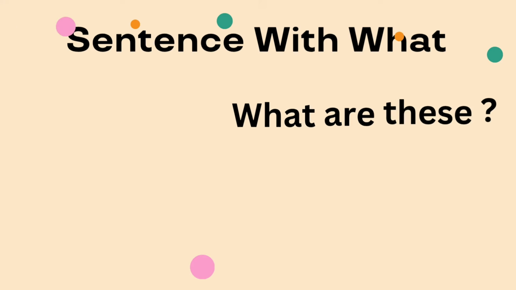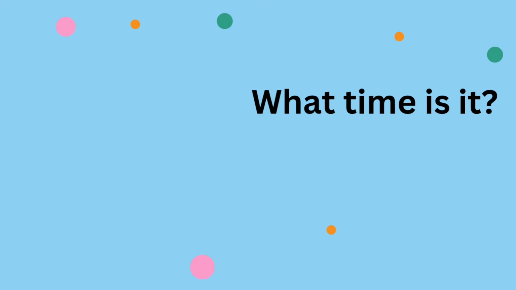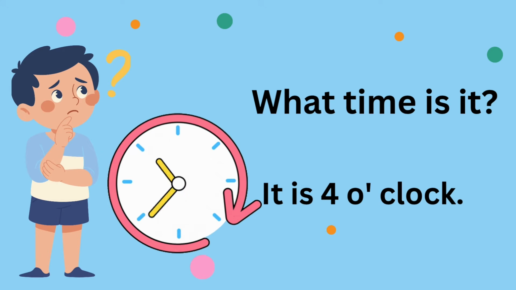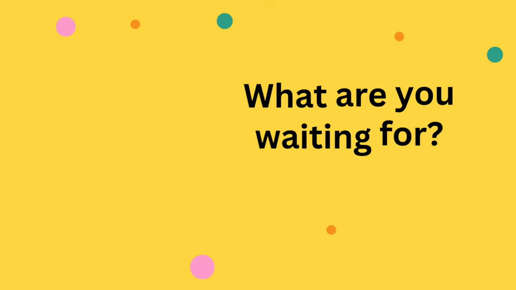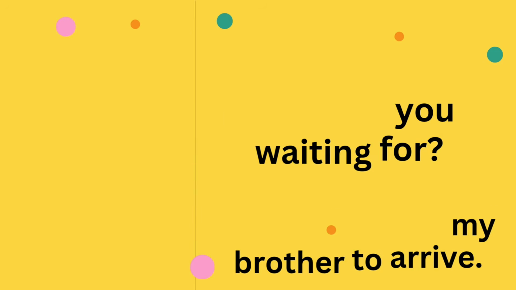Sentences with what. What are these? These are my birthday gifts. What time is it? It is 4 o'clock. What are you waiting for? I am waiting for my brother to arrive.